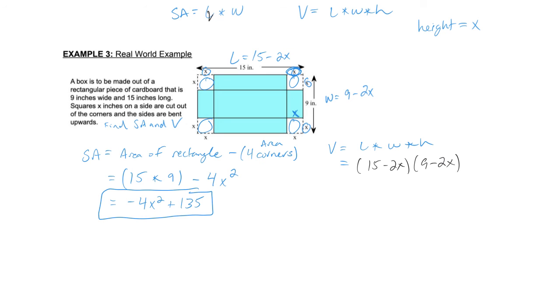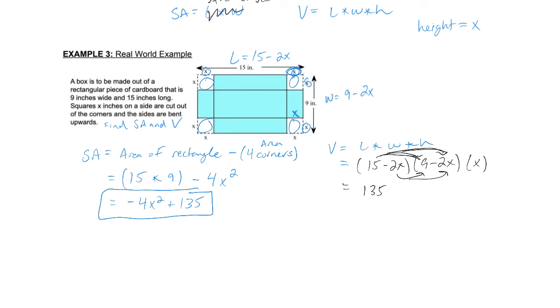And right, so this is the shaded part of the area. Okay, and then times our height, which is x. So the easiest way to do this, I think, is just multiply the two binomials, and then we'll multiply the x at the end. So we get 15 times 9 is 135, right?